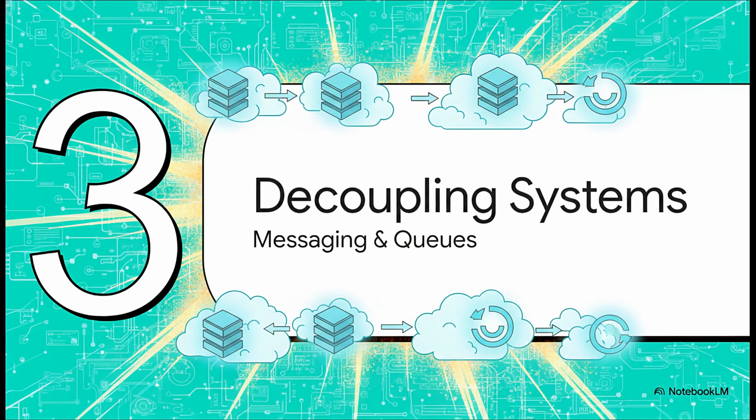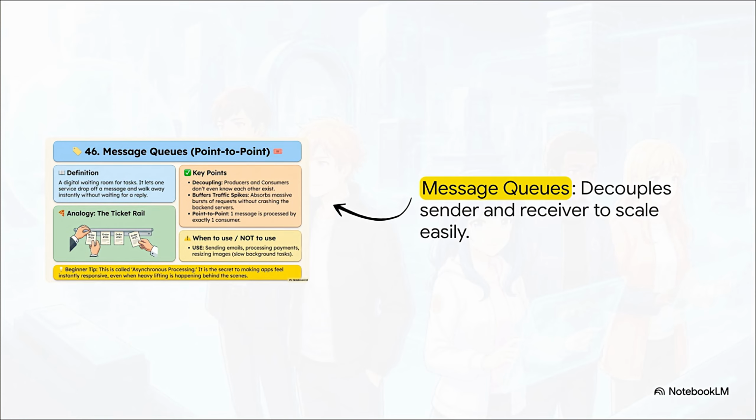All right, section 3. Let's look at how we build on all of this to completely decouple our architecture so massive traffic spikes get absorbed gracefully. Enter message queues. Think of a message queue as a digital waiting room for tasks that entirely separates the producer from the consumer. Using point-to-point queues or pub/sub systems, heavy background jobs like processing payments or sending out thousands of emails won't block the user's immediate request. It just absorbs massive bursts of traffic.